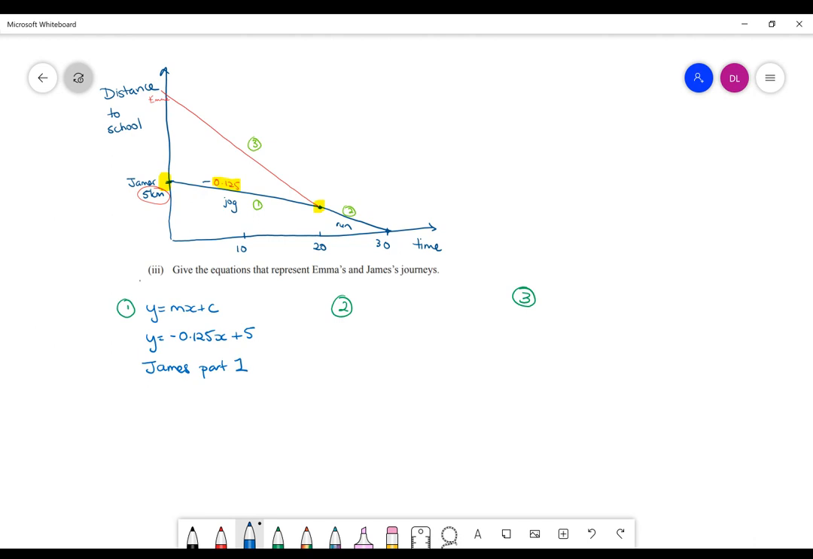Okay, for the second part of the journey, you notice here that there's 30, so you've got a point here, which is the point 30, 0, and you need to know this other point. The question mark is what is that point? Now you can find that point by using the equation for James's journey for part 1, and what you do is you substitute the 20 because the 20 is on that first part of that line. So let's have y equals negative 0.125, and x in this case is 20. That's where it goes through here, where x is 20, and you add 5.